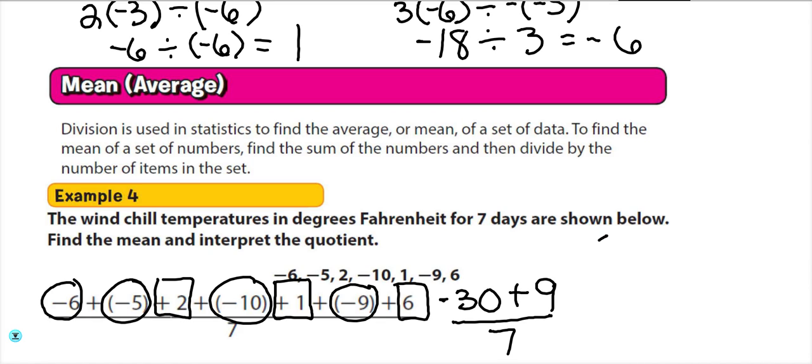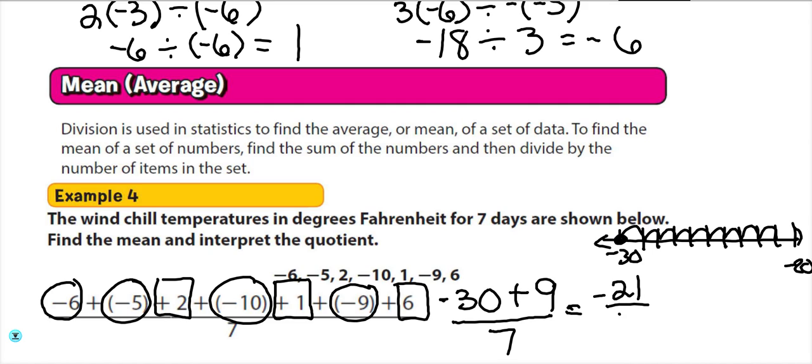Let's do a little quick number line here. So if I'm at negative 30 here, and there's negative 20. All right, so if I'm at negative 30 and I need to add 9, adding means to go towards the right, so we need to move 9 spaces. So it'll be 29, 28, 27, 26, 25, 24, 23, 22, 21. All right, so what I actually end up with is negative 21 over 7.